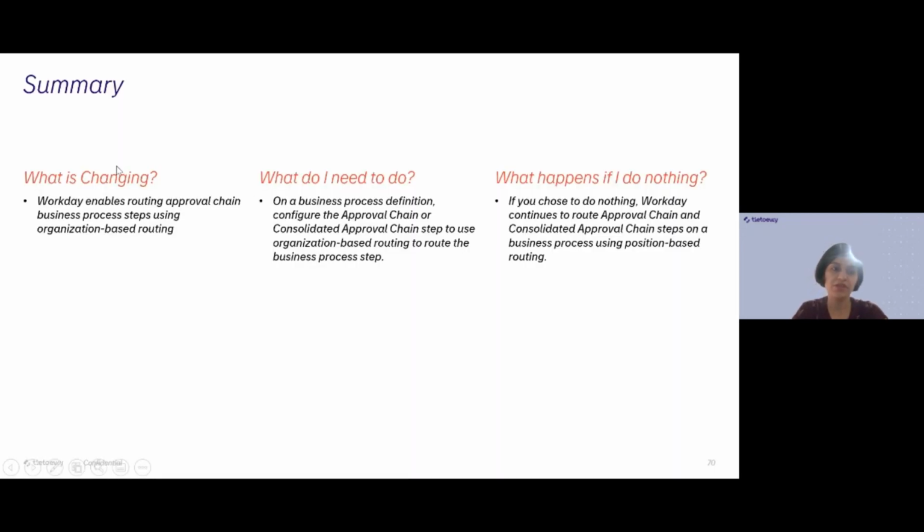So to summarize what is changing, Workday enables the routing approval chain business process steps using organization-based routing. A very simple configuration to be done to opt this in. If we do not do anything, Workday will continue to route the approval chain and the consolidated approval chain steps in the similar position-based routing manner.